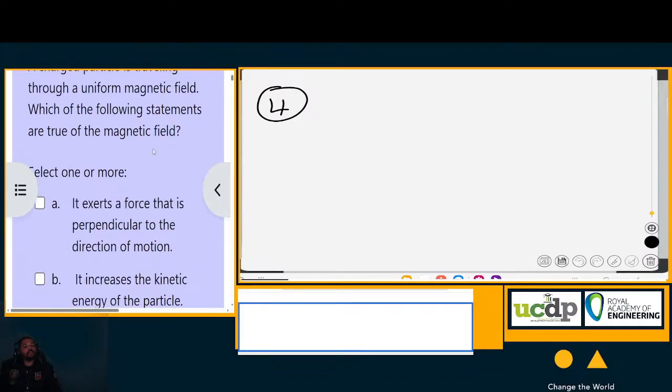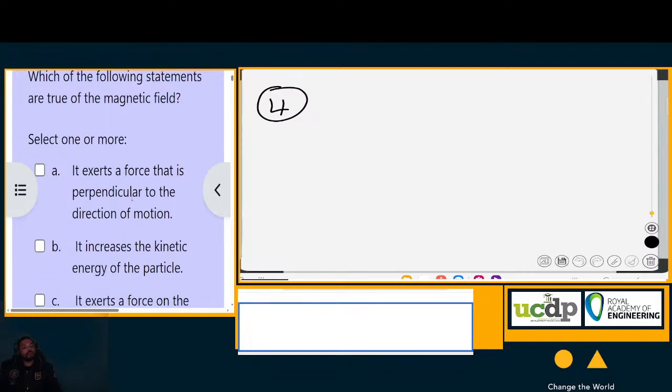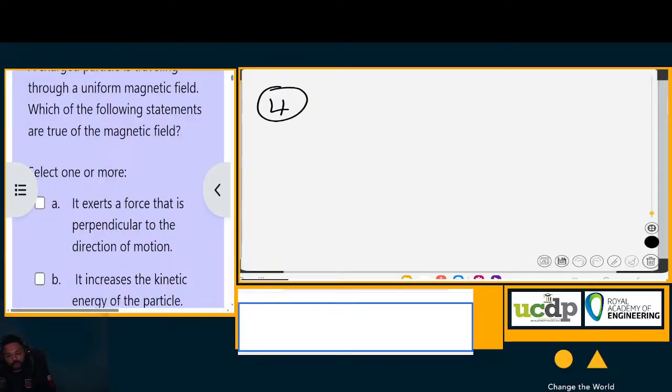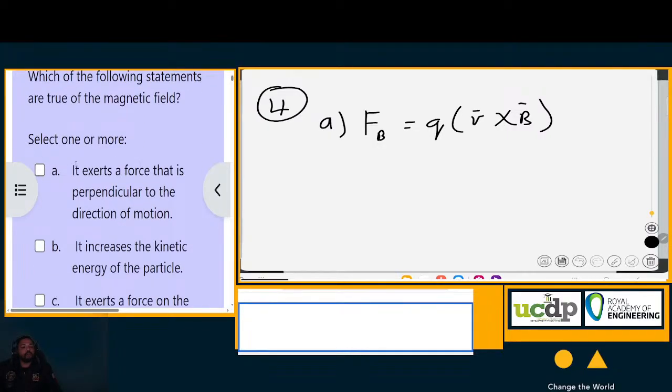Which of the following statements are true of this magnetic field? A, this magnetic field exerts a force that is perpendicular to the direction of motion. The answer is correct. Yes, that magnetic field will exert a force that is perpendicular to the direction of motion, because of the Lorentz force law. The magnetic force will be perpendicular to the direction of motion. The direction of motion is just the direction of velocity. So the force will be perpendicular to the direction of motion. So A is correct.